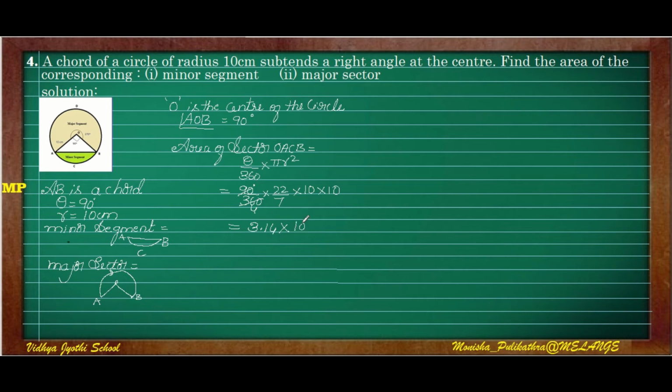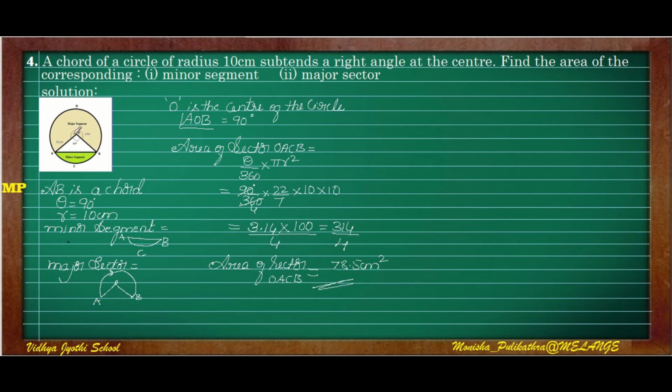So 10 tens are 100 divided by 4. So if I multiply 3.14 into 100, you will get 314. The point will move 2 places because of 2 zeros. Divide by 4, and 314 divided by 4 will be the area of sector OACB. So this will be 78.5 centimeter square. So this is the area of the minor sector.